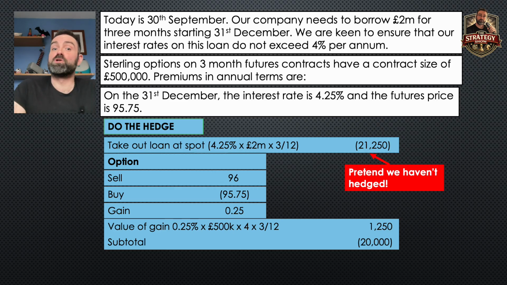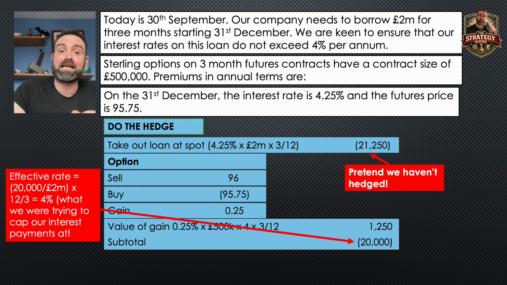Remember, we used options with a strike price of 96, and we said this was us trying to cap the interest on our loan at a maximum of 4%, so 100 minus R. Now, we paid a net amount of £20,000 on our 3-month £2 million loan. If you divide the interest by the loan amount, we get 1% as an interest rate.